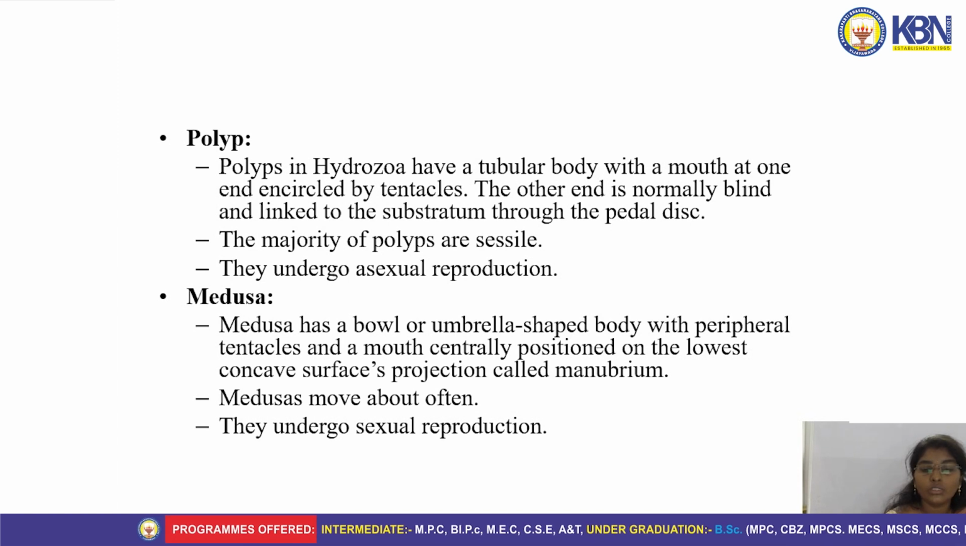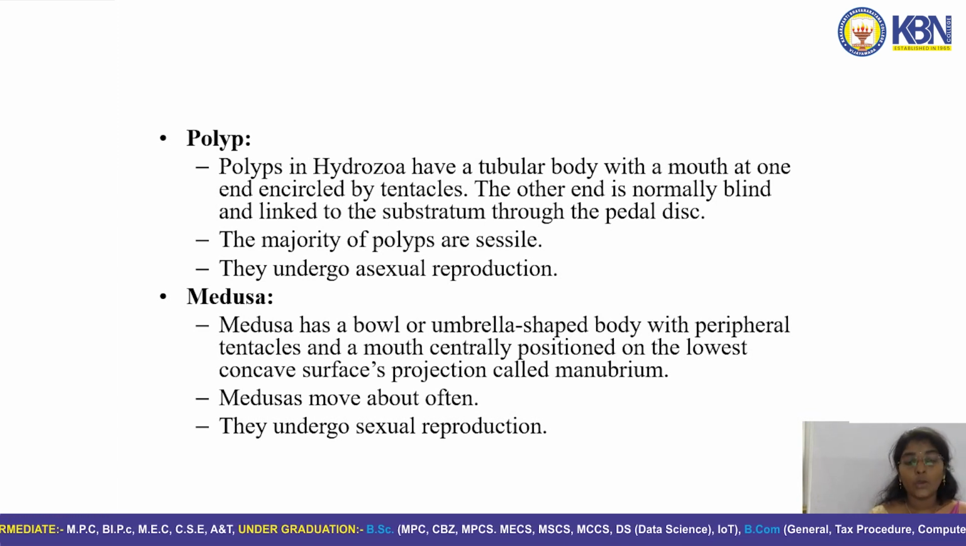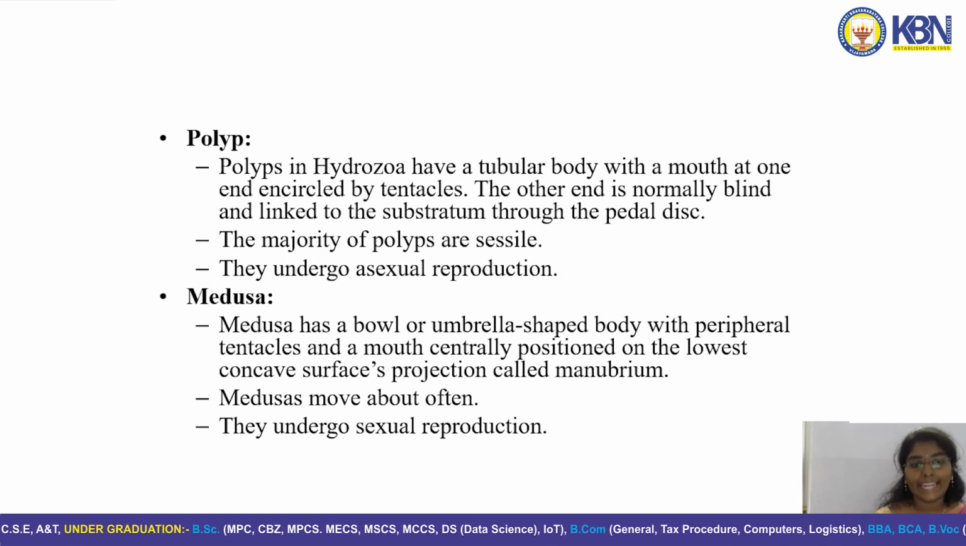Let us know about the polyp. Polyps in Hydrozoa have a tubular body with a mouth at one end encircled by tentacles. The other end is normally blind and linked to the substratum through the pedal disc. The majority of polyps are sessile. They undergo asexual reproduction.